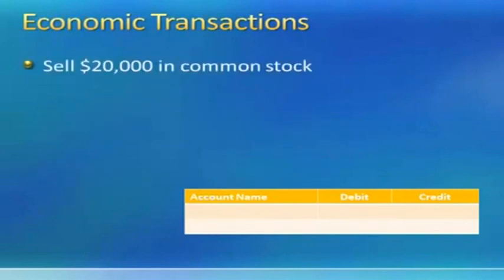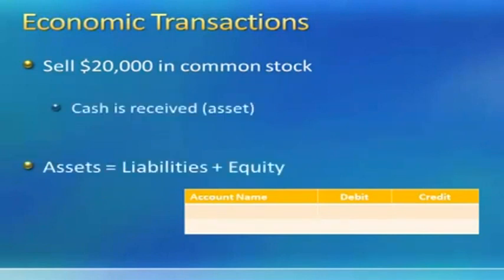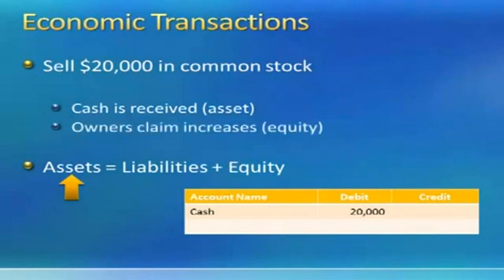Our next economic event is to sell $20,000 in common stock. Here we're receiving cash, an asset. An asset cash is increasing, so we'll debit cash $20,000. Assets increase with debits. We're also increasing the claim on the owner's business. The owner's claim is equity, so we increase the equity account common stock. Equities increase with credits, so common stock is credited by $20,000.